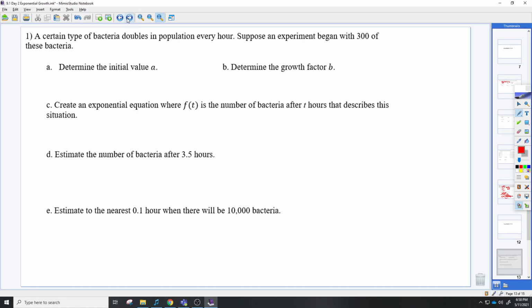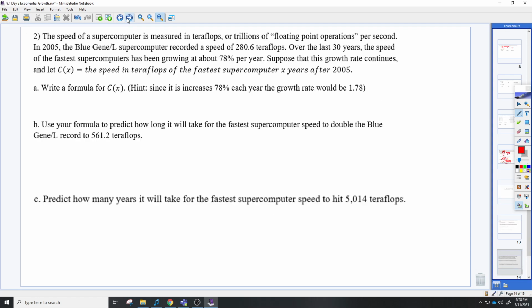Okay, so the rest of the huddle is 2 word problems, which I might actually go through with you. Maybe I'll do this one. The speed of a supercomputer is measured in teraflops or trillions of floating point operations per second. In 2005, the Blue Gene/L computer recorded a speed of 280.6 teraflops.